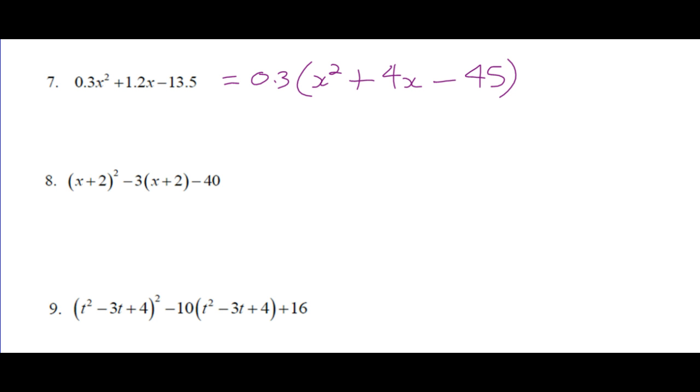Now we're left with, okay, so the 0.3 is still there. I got an x plus and an x minus. Two numbers multiply to 45 and differ by 4. 9 and 5. Which one goes here? 9.